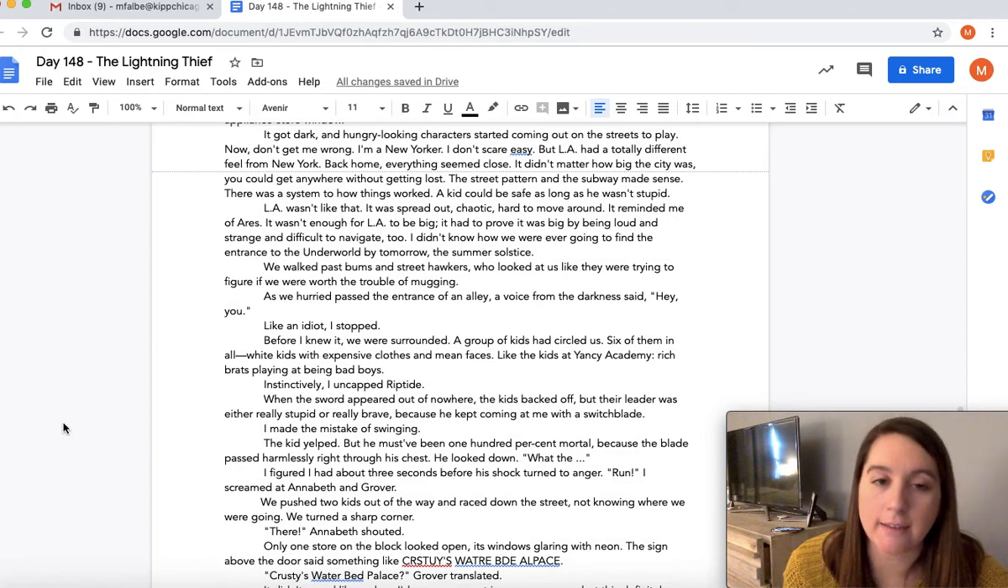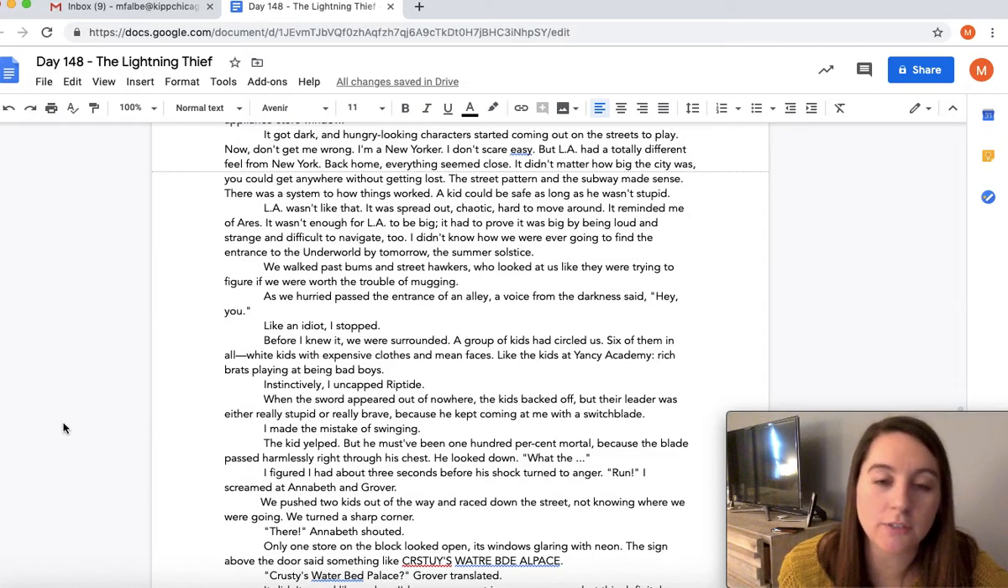LA wasn't like that. It was spread out, chaotic, hard to move around. It reminded me of Aries. It wasn't enough for LA to be big. It had to prove it was big by being loud and strange and difficult to navigate, too. I didn't know how we were ever going to find the entrance of the underworld by tomorrow, the summer solstice. We walked past bums and street hawkers who looked at us like they were trying to figure out if we were worth the trouble of mugging.